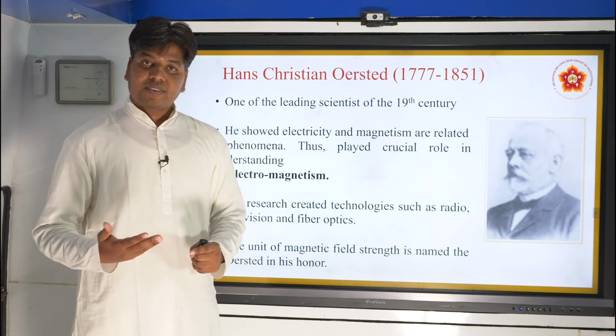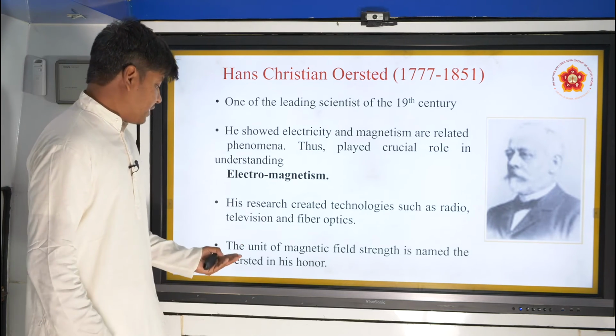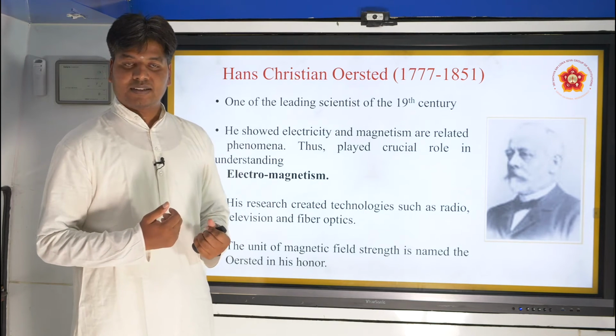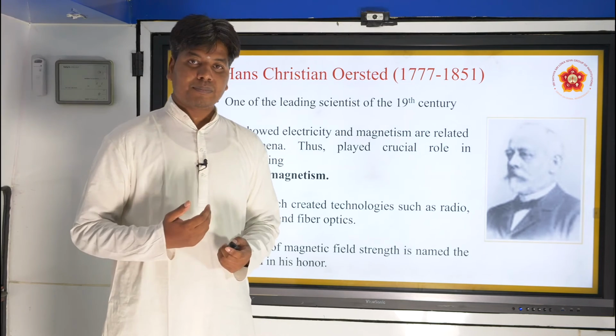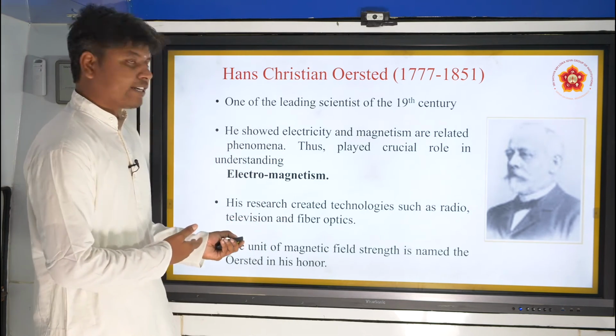We need to honor him. So for his efforts, what did we give? We gave the unit of magnetic field strength his name, Oersted, right? Now many students may be curious how he did it. Even I was curious how he did it. Let's go and explore it.